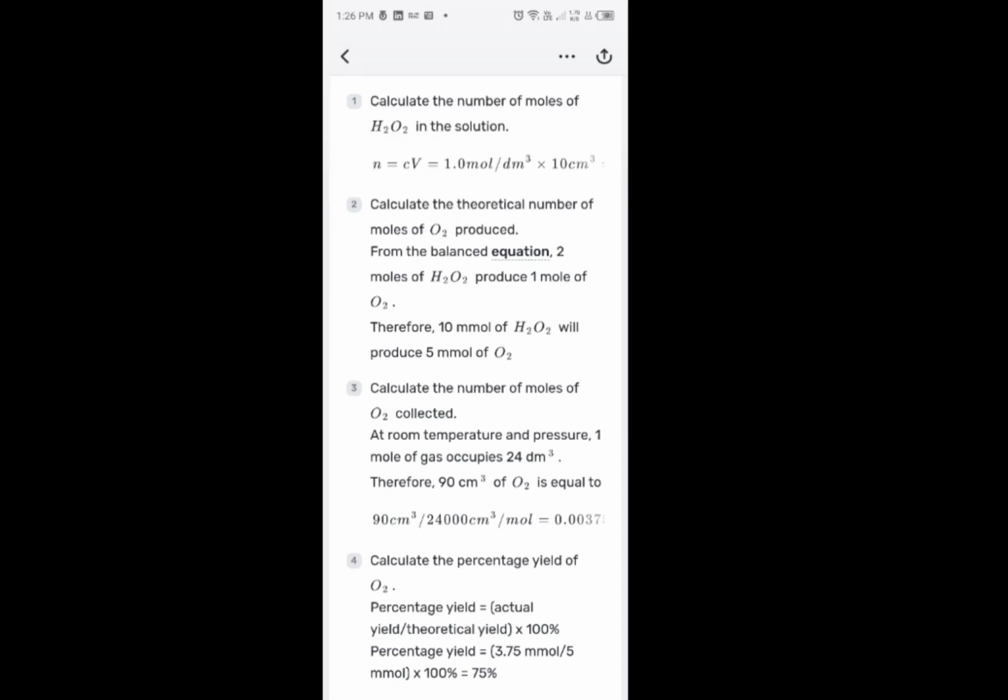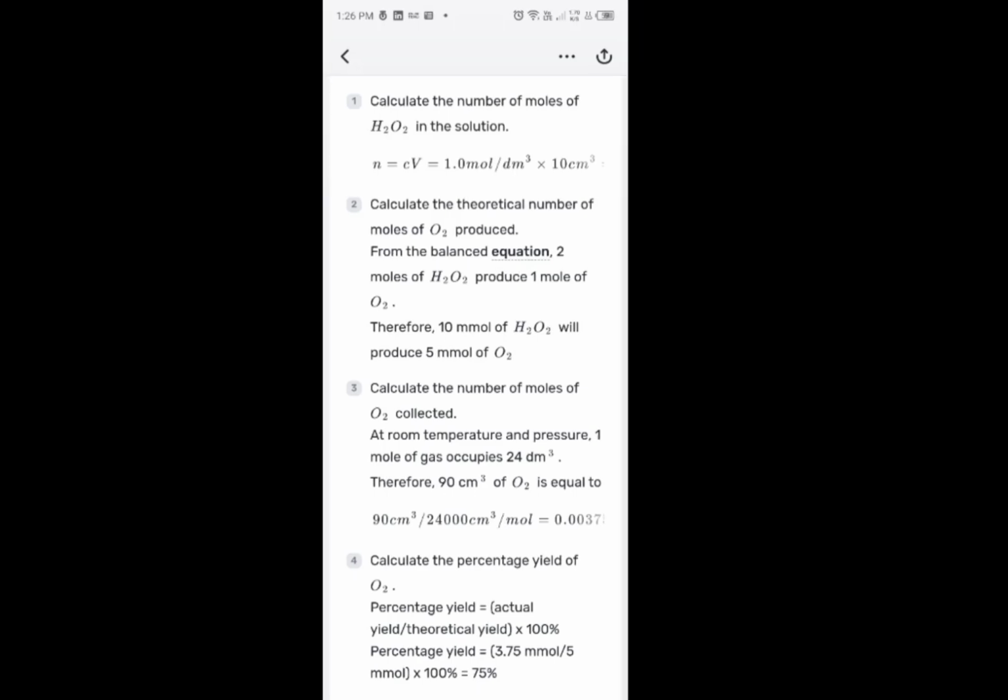Then you have to calculate the theoretical number of moles, which we can determine from the equation. 2 moles of H2O2 give you 1 mole of oxygen. So if we have 10 moles of H2O2, we get 5 moles of oxygen. Then we calculate the number of moles of oxygen from the value which is given. We have 90 cm³ of gas released in the end, divided by the molar volume, 24,000 cm³, and then we convert it into dm³. And here we have the actual yield divided by the theoretical yield into 100, and you will get the result.